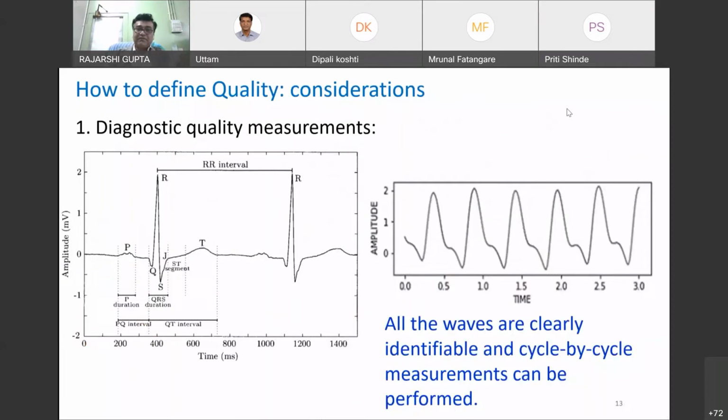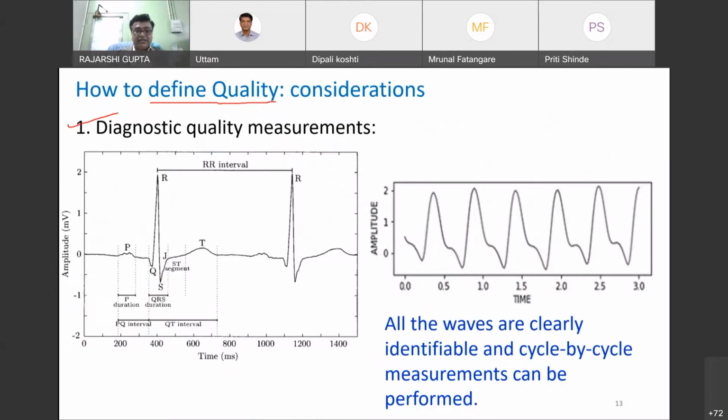So here we will see how we can define the quality of a biomedical signal. Let us first talk about diagnostic quality measurement. Diagnostic quality measurement means a full diagnosis can be done.